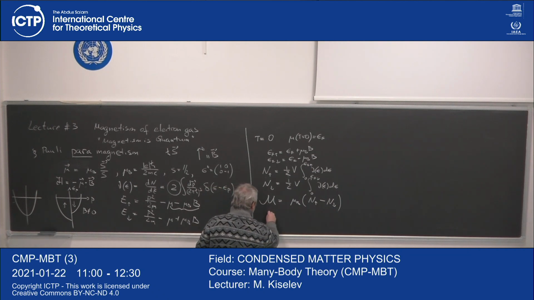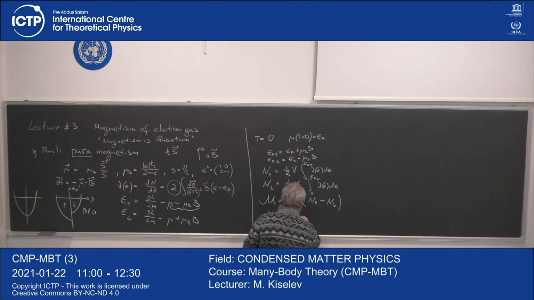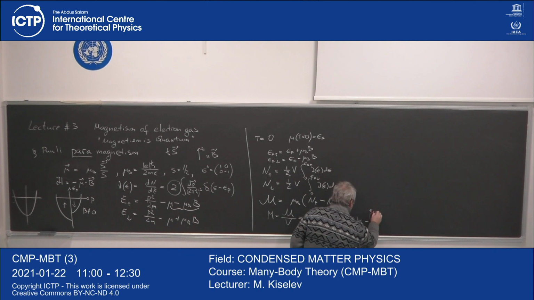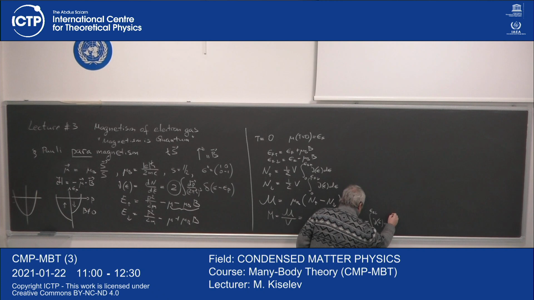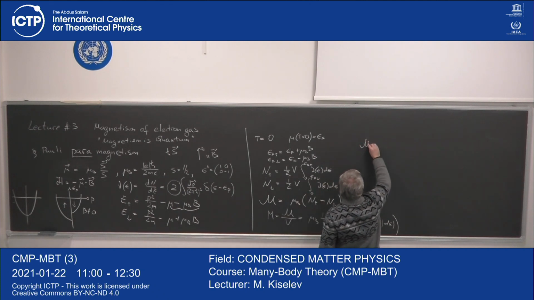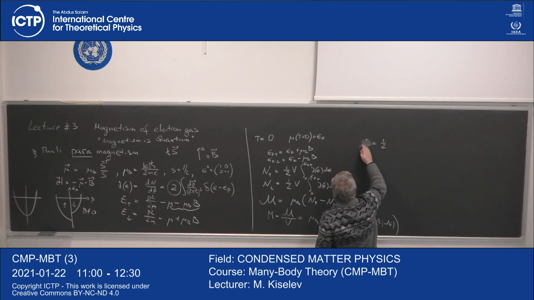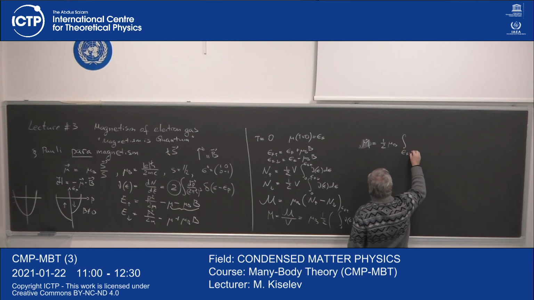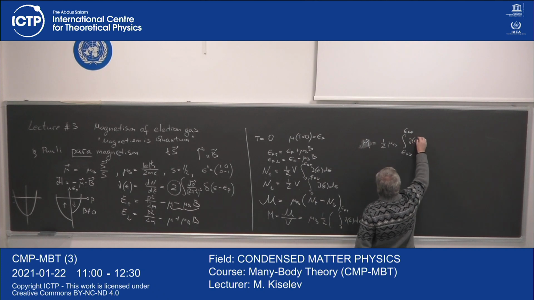So if I would like to define the magnetization M, which is M per unit volume, then I can write it down as mu Bohr, and here I have 1/2, and I divide by the volume. This is the integral from 0 to Fermi energy up, density of states d epsilon, minus the integral from 0 to Fermi energy down, density of states d energy. Okay, if I have a difference of two integrals with the same function, what I have is that M capital is 1/2 mu Bohr, integral from Fermi energy down to Fermi energy up, density of states, d energy.